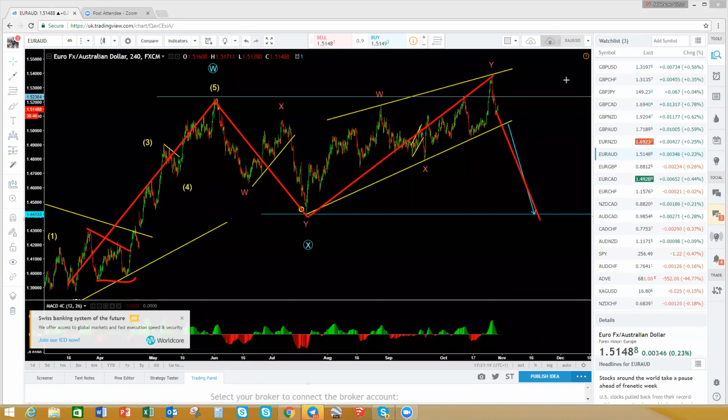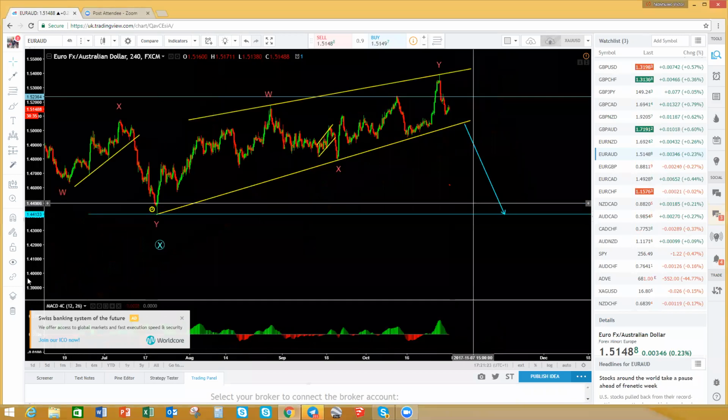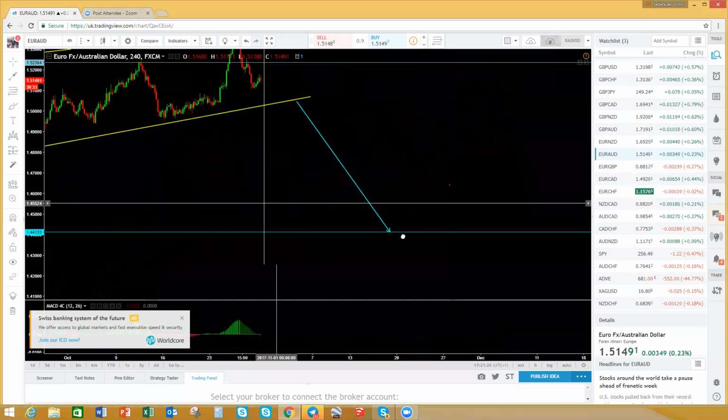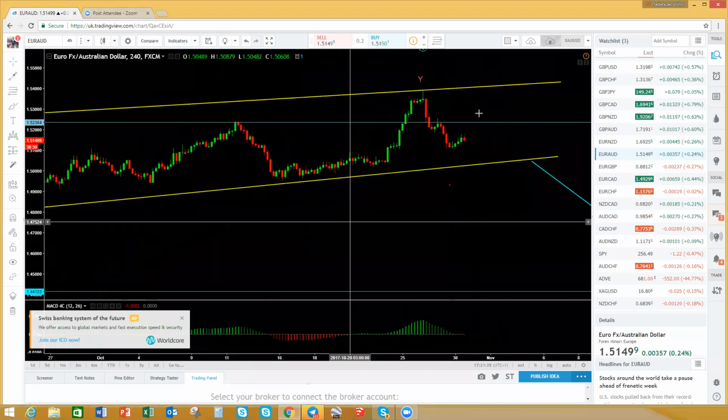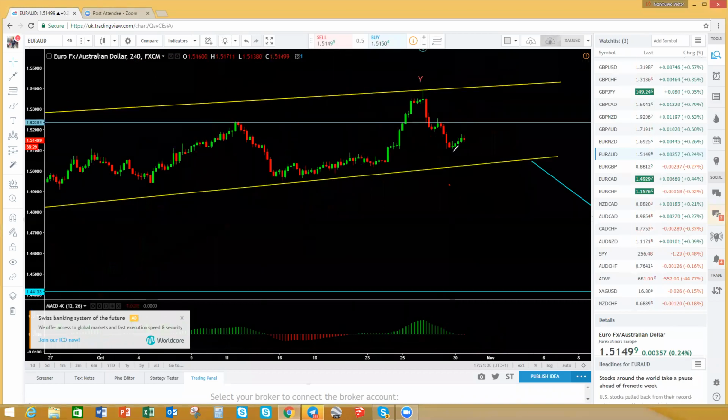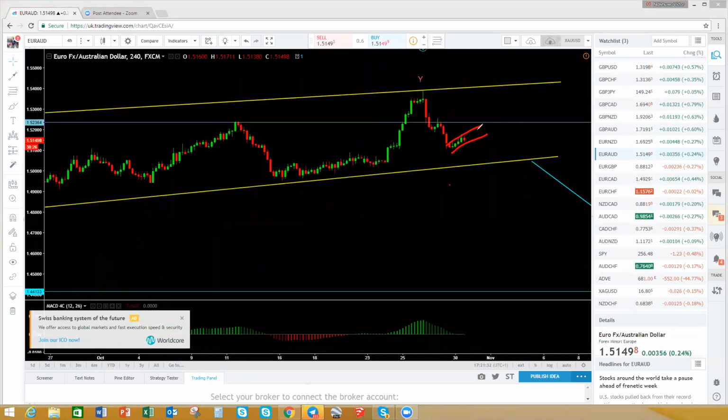Okay, but we need clues. We need clues whether what we are anticipating will happen or not. And there is a clue. We're getting a flag, a textbook flag. Okay, when this breaks, take this straight. It's going all the way down. When the breakout of this happens, take this straight. It's going all the way down. Okay, that's Euro Audi.